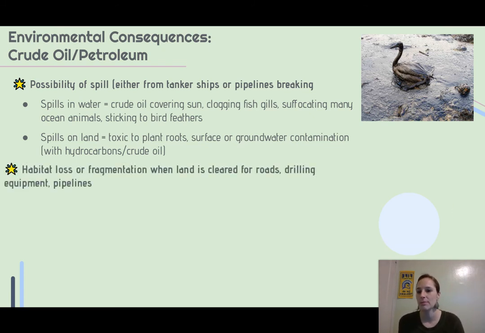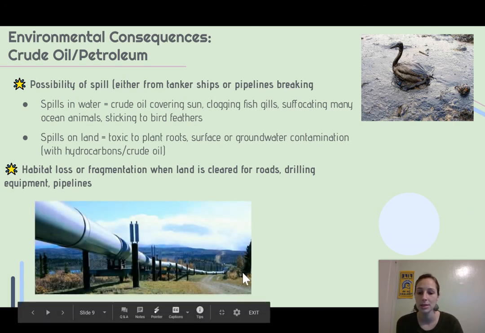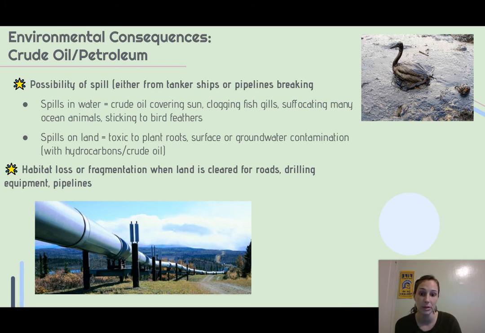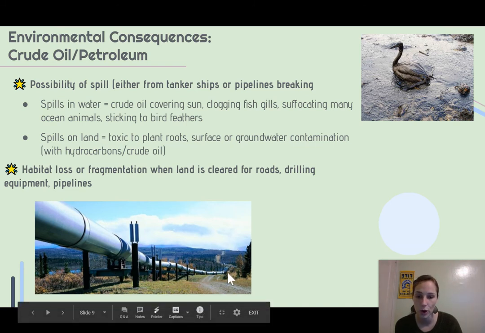Another problem that comes from the petroleum extraction is going to be, once again, habitat loss and habitat fragmentation when land is cleared for roads, drilling equipment, and pipelines. And you can see this is an example of an oil pipeline, which can spill, and that happens all the time. And you can see the entire road that has divided this forest in order to get this pipeline through.